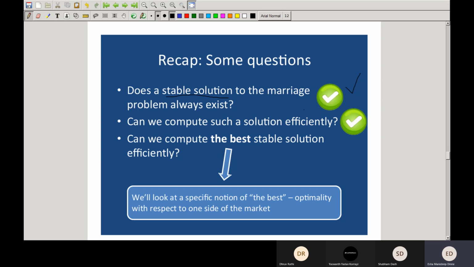Now, can we compute such a solution efficiently? Yes, because we just did that in order of n squared time. Now, the third question is, can we compute the best stable solution efficiently? What do we mean by best?